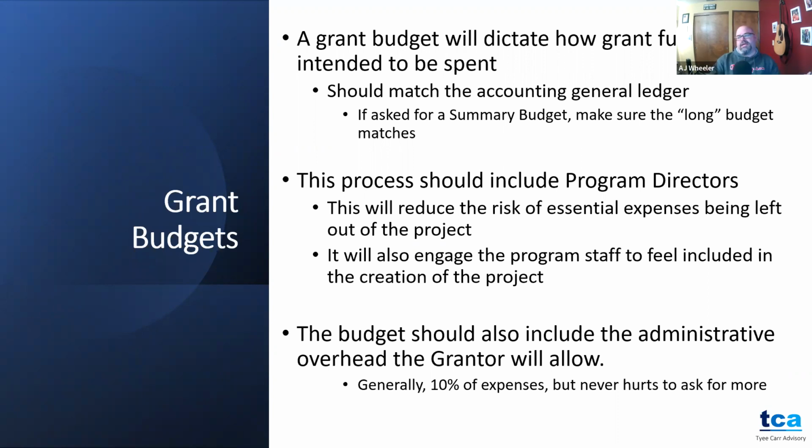Also, not to forget that there's an administrative cost of being able to deliver these services, invoicing, oversight, that kind of thing. So go after as much administrative overhead as the grantor will allow. We all know 10% administrative expenses is kind of the norm or rule of thumb, especially around governmental grants, but it never hurts to ask for more.